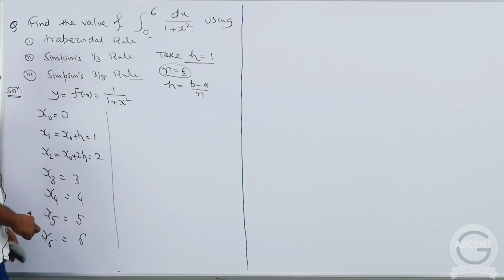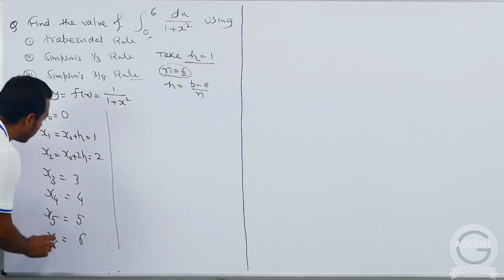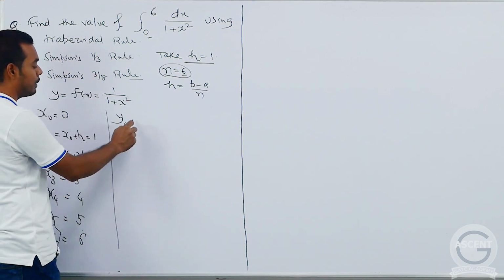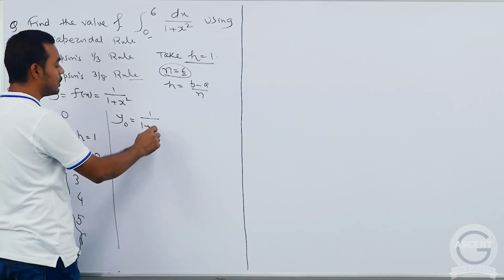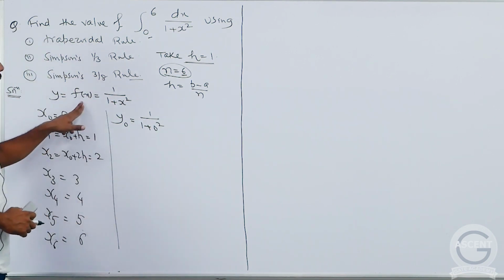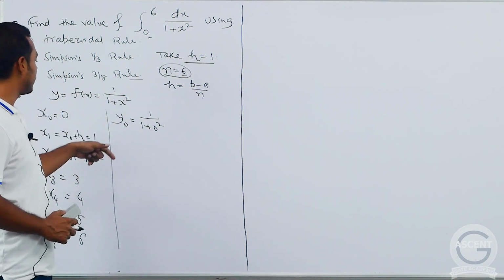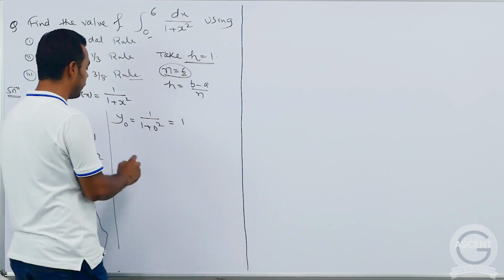Now we have to find the corresponding values of y. When x is x0, the value of y will be represented by y0, and this will be 1 by 1 plus 0 square, because this is the expression for f(x). f(x) is 1 by 1 plus x square. So when x is 0, the value of y will be 1 by 1 plus 0 square, so this will be 1.